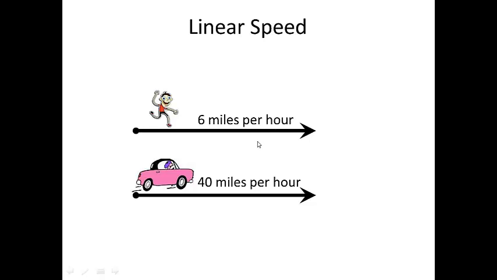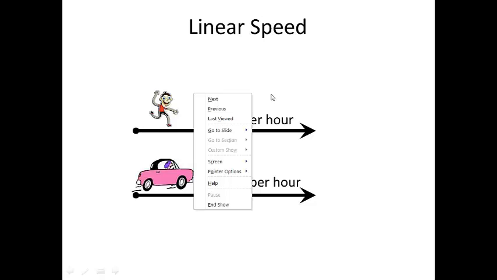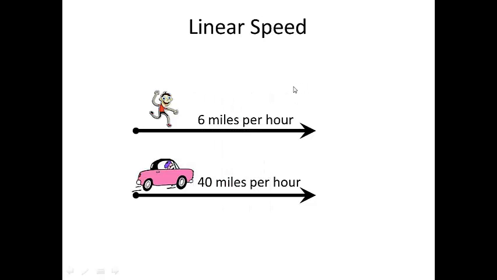First, let's talk about linear speed. Linear speed is what you're kind of used to. Like if you're running 6 miles per hour or you're driving 40 miles per hour, that's linear speed because you're going in a linear path and your units are going to be in linear measurements. Okay, we measure miles or feet or inches in linear measurements, and that's speed, so that's per hour.